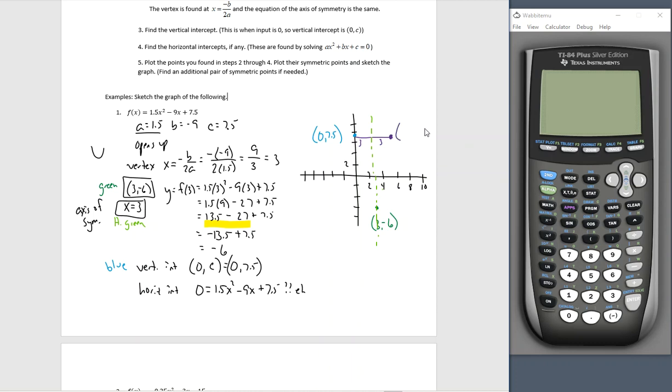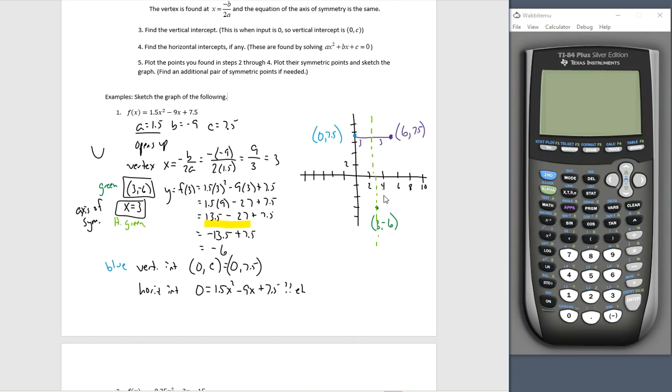So I know I have the height of the y-intercept. Well, 3 units from 0 gets me to the vertical, 3 units from the vertical intercept gets me to the vertex. 3 units past that will be at 6, 7.5. I now have the width. I have everything I need. Even though I don't have the x-intercepts, which are probably pretty close to 2 and 4.